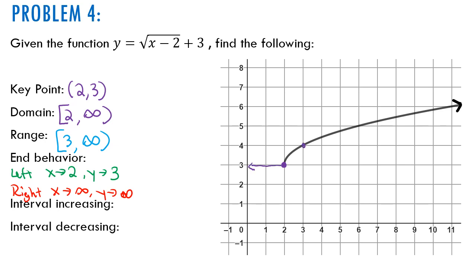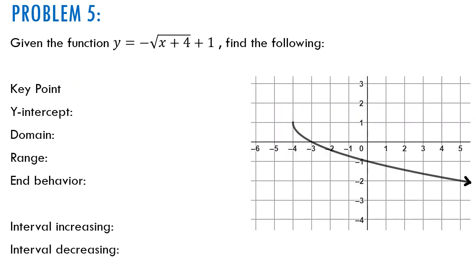So I move to the next point. Now I'm at 4. I move to the next point. Now I'm at 5. I'm increasing. I started at 3. Now I'm at 4. Now I'm at 5. So I have an increasing interval starting at 3 and heading to infinity, because it's going to keep going. We're going to use the 6 and so on. That means we do not have a decreasing interval. Once again, we do this reading from left to right.